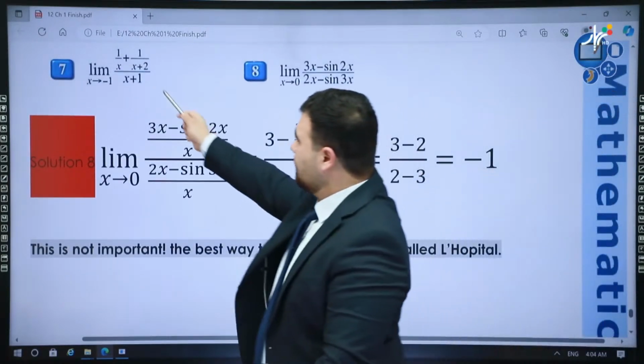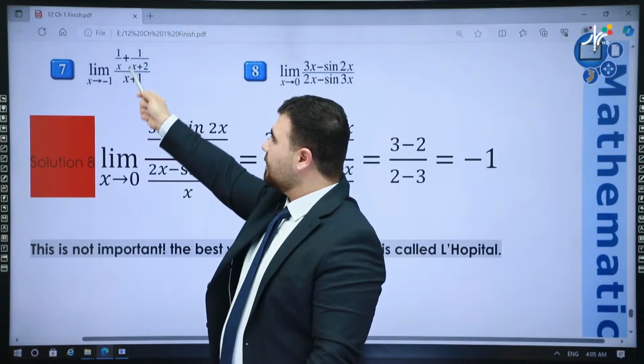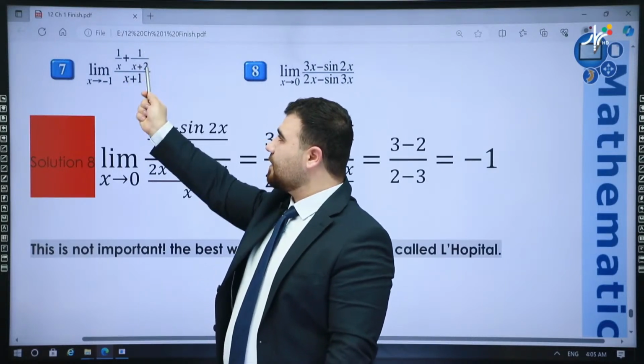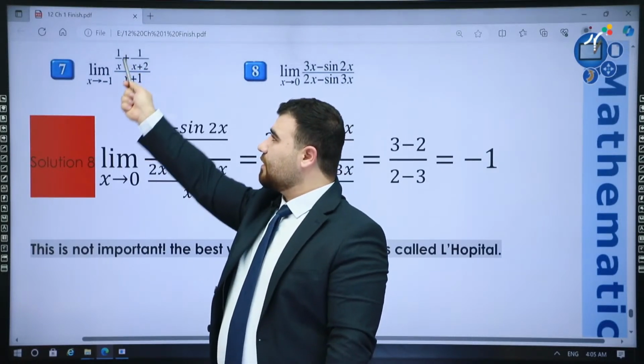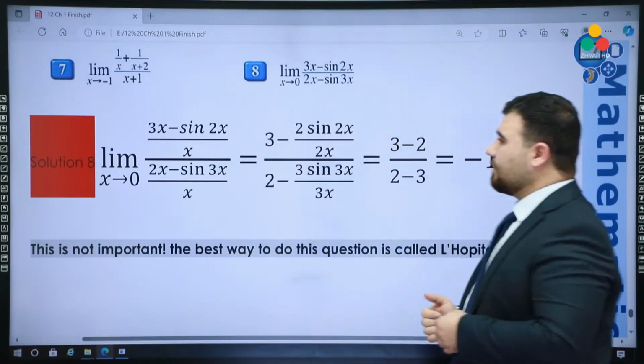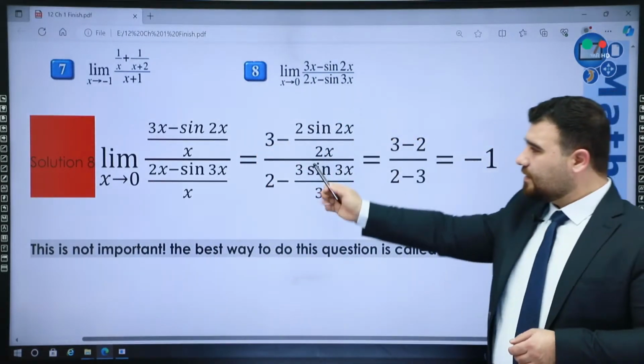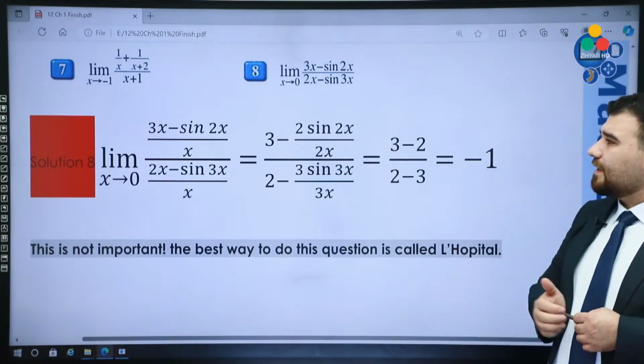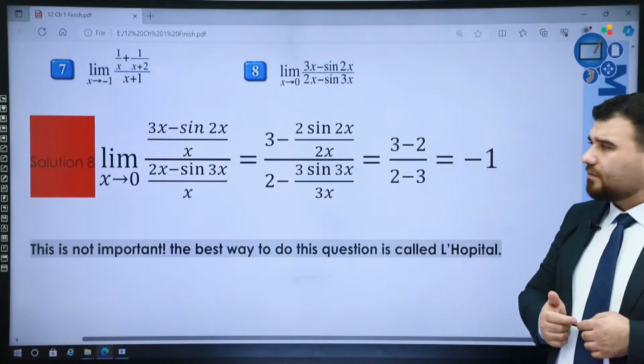For this one, we need to find the common denominator, butterfly method. Write x up and down, write x plus 2 up and down here, add the two fractions, then we can find the limit. The sign is already done here. We can divide up and down by x.